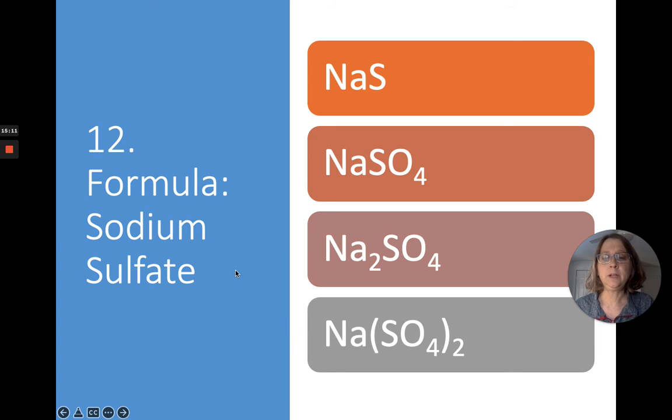Let's try this one, sodium sulfate. Okay, look it up, see what you think. What formula would you draw? So sodium is 1+, sulfate is 2-. So how do they go together? Like this, Na2SO4, because we need 2 sodiums for every 1 sulfate.